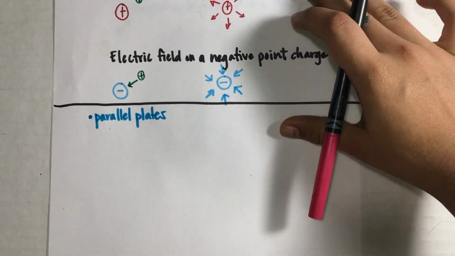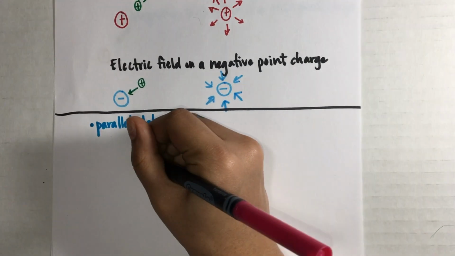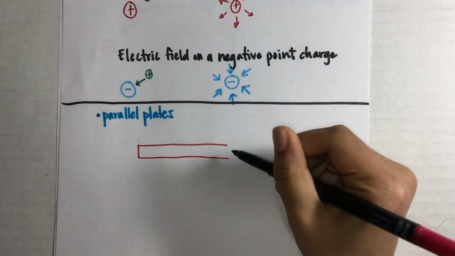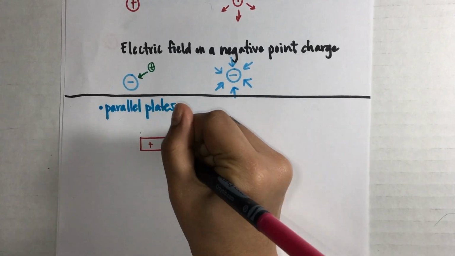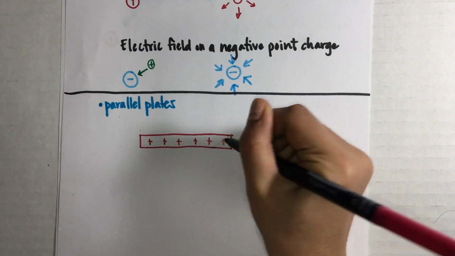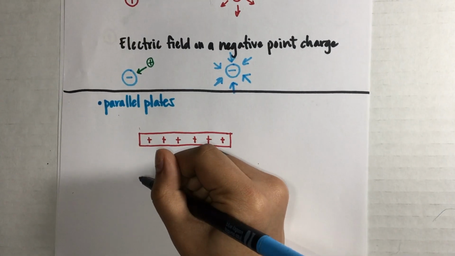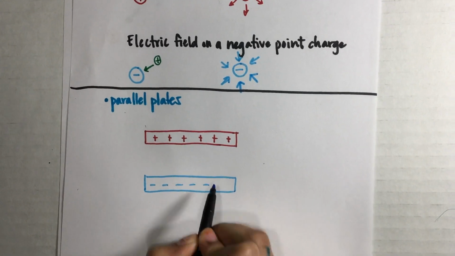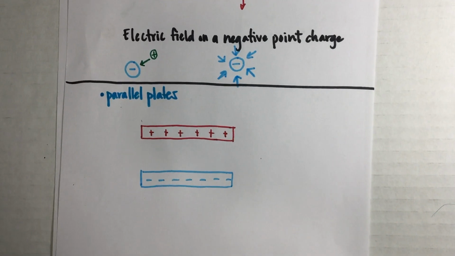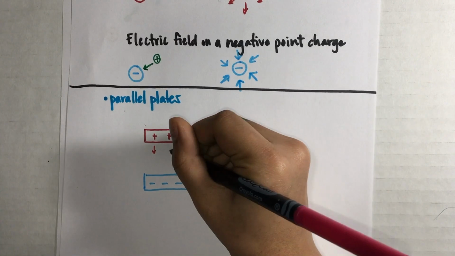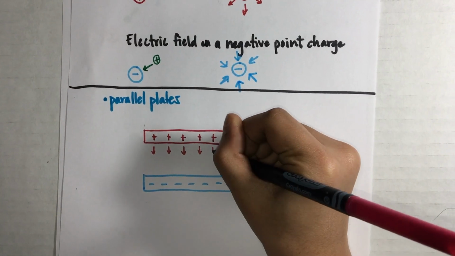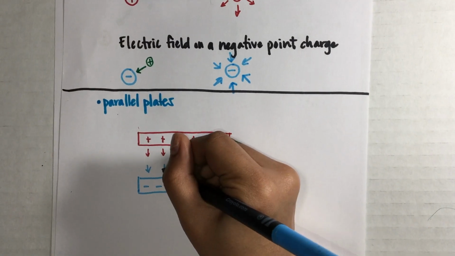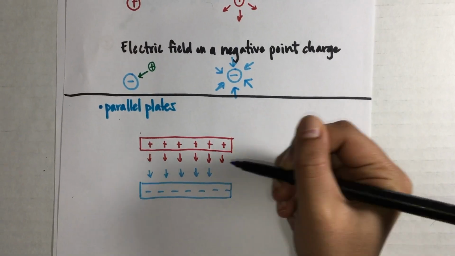In addition to point charges, an electric field can occur between two parallel plates like these. The one on the top is positively charged and the one beneath it will be negatively charged. Similar to the point charges, we can draw an electric field between the two plates based on their charges. The field created by the positive plate will emanate away from the positive charge, and the field created by the negative plate will emanate towards the negative charge.